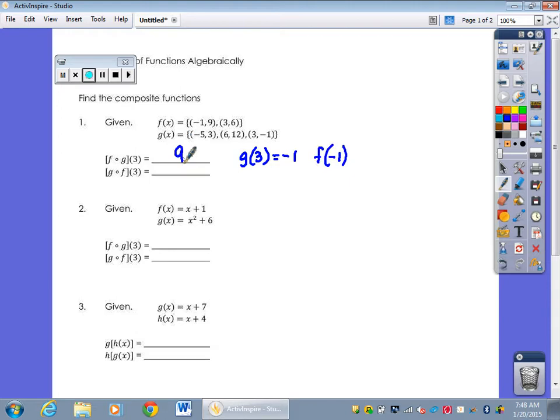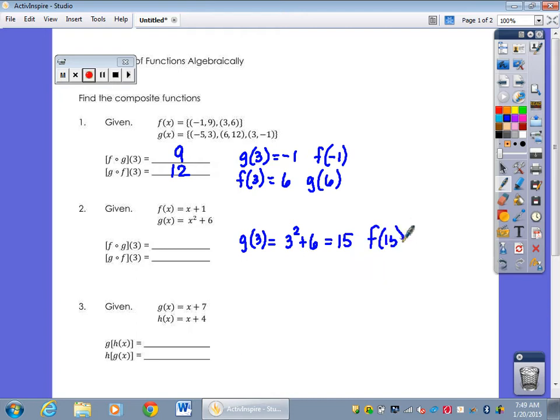In the second one, f of 3 is equal to 6, and then you want to find g of 6, and g of 6 is 12. In the next one, you want to find f of g of 3 again, so you're going to do g of 3, which is equal to 3 squared plus 6, which is 15. And then you want to do f of 15, which is equal to 15 plus 1. So 16 would be your answer.